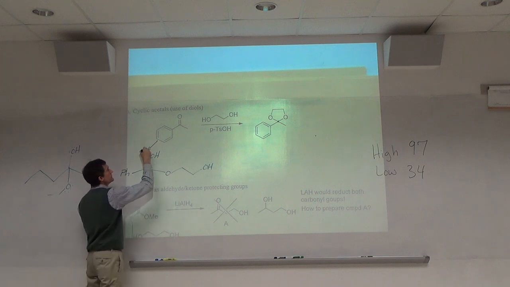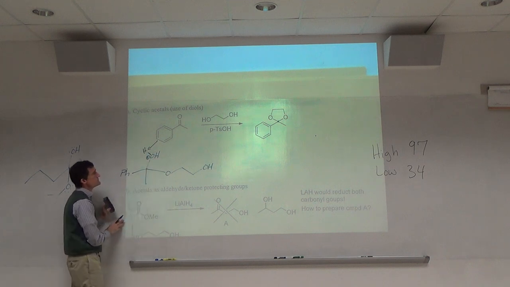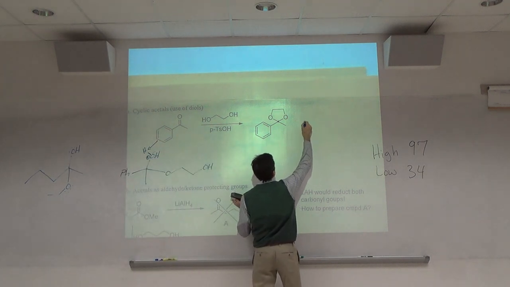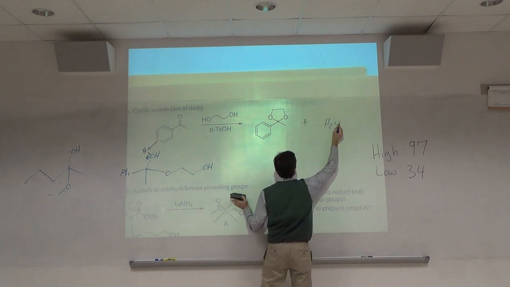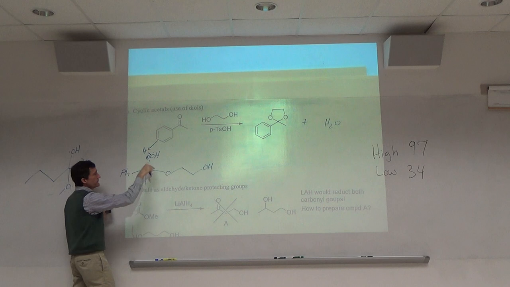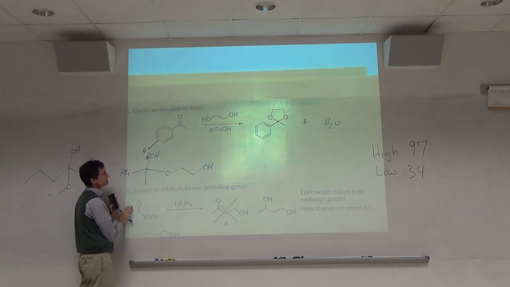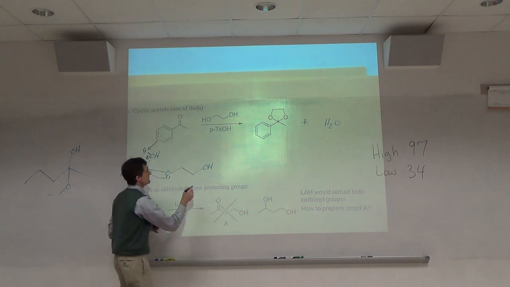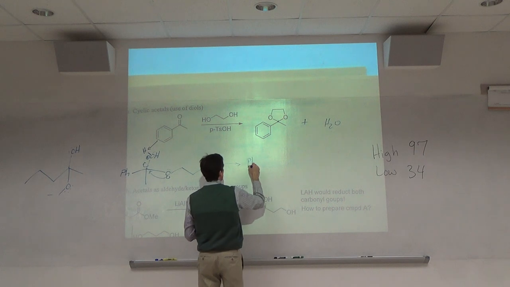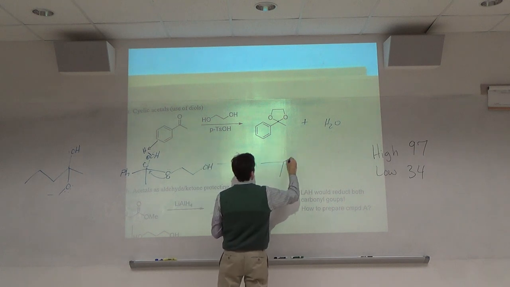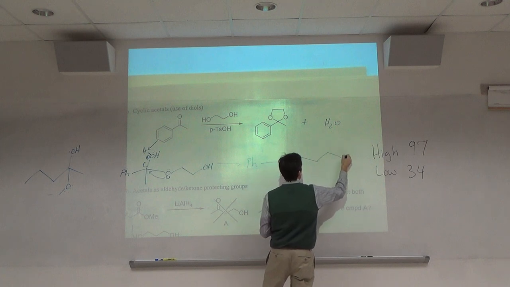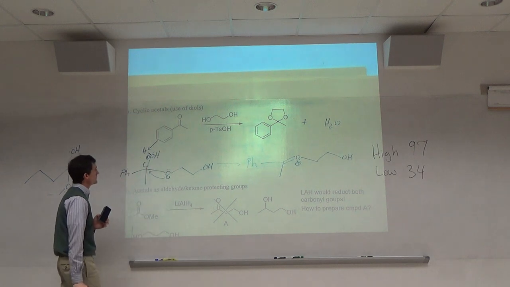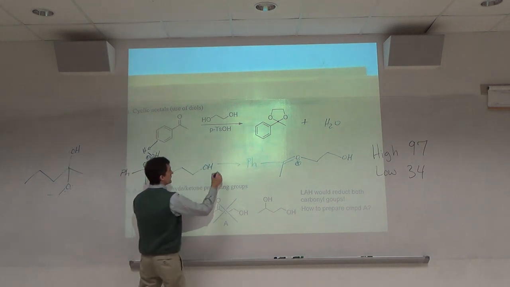Protonate here. I'm not going to do its full mechanism. Protonate here. What do we form? We form this plus what? Water. Good. Water. Okay. We can pick up the mechanism here. What's next? Anytime you make a pi bond, kick off a leaving group, easy to do. And we get phenyl. Something like this, loss of water.